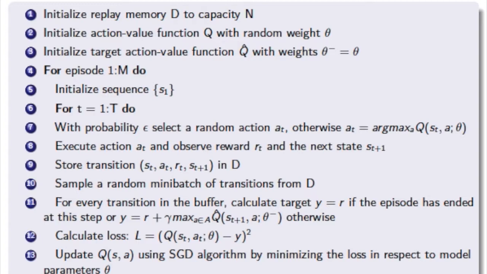And then we calculate the loss, which is just the MSE loss, and then we update the training Q values using stochastic gradient descent. In our case, we just used Adam because it was faster. And then every 100 steps, like I said in the previous slide, we copy the weights of the training network into the target network.